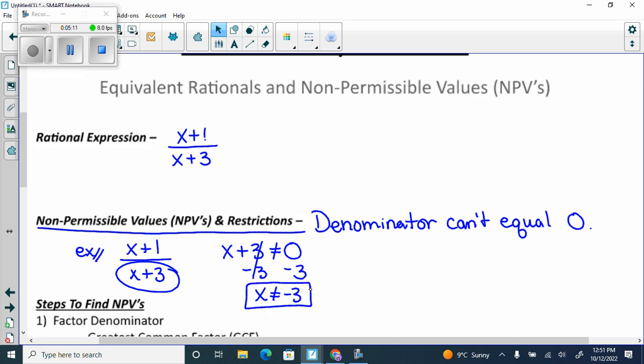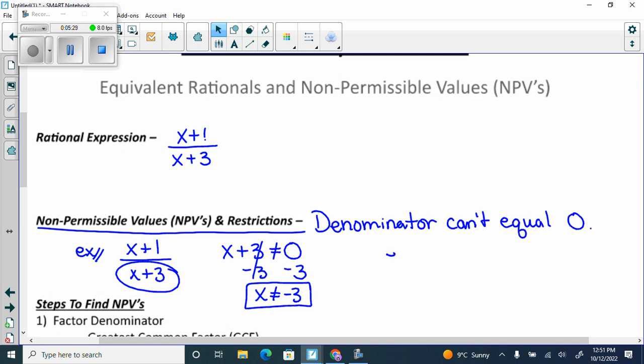Now if you plug it back in, you get negative 3 plus 3 is 0, right? So you know you're right. If you plugged your non-permissible value back into your denominator and it equaled 0, you were correct. Because you found the number that would make it be 0, and so x can't be that. Okay, well, what if it's a harder one?